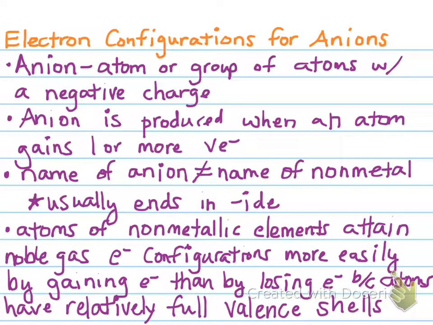So again, anion, atom, group of atoms with a negative charge. We produce an anion when an atom gains one or more valence electrons. Unlike the metals, where to name a cation, you just take the metal name and add the word ion. It is not that simple with an anion, okay? But names of anions typically are going to end in "ide." And the atoms of the nonmetallic atoms attain these noble gas electron configurations more easily by gaining electrons than losing them, because they already have quite a few electrons in their valence shells, or their highest occupied energy level.